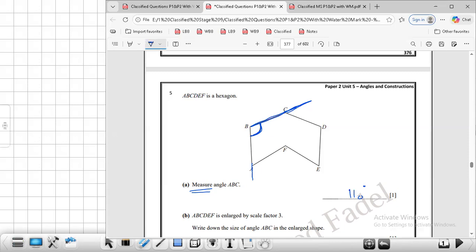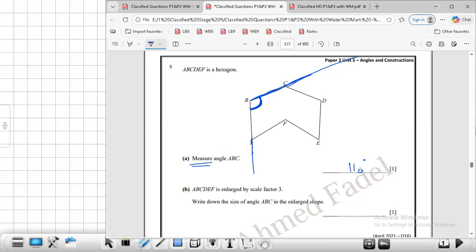Write down the size of angle ABC, which is the same angle in the enlarged shape. So they're telling you it's enlarged by scale factor 3. Mister, we haven't taken the enlargement yet. You haven't, but you should know that if we enlarge this shape, the length of the sides get bigger, but the angle didn't move even a single degree. So it is also 110 degrees.